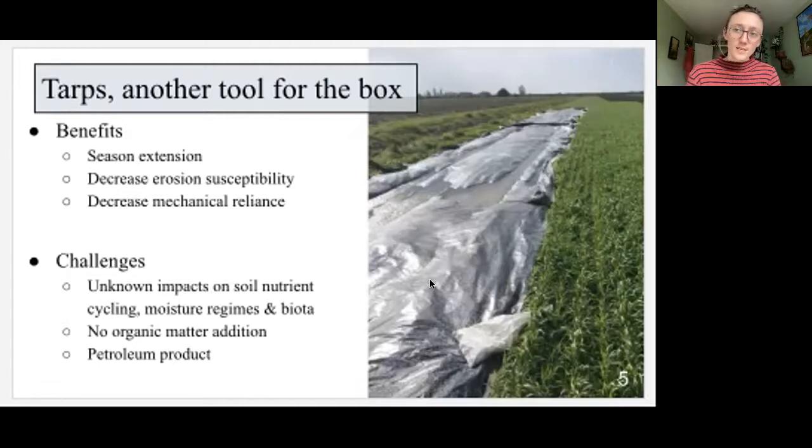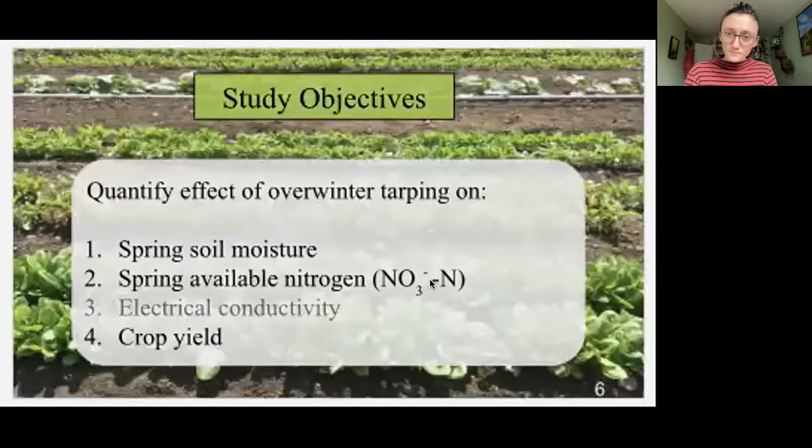In lieu of using a cover crop, they can cover the ground, prevent excessive erosion, and be able to access that ground earlier in the spring than they would be able to given a cover crop timeline, and then also produce later into the fall because they're not necessarily worrying about getting that cover crop established. However, we don't know how much or in what ways these tarps are impacting the soil or potentially the subsequent crops, and that's the focus of this study.